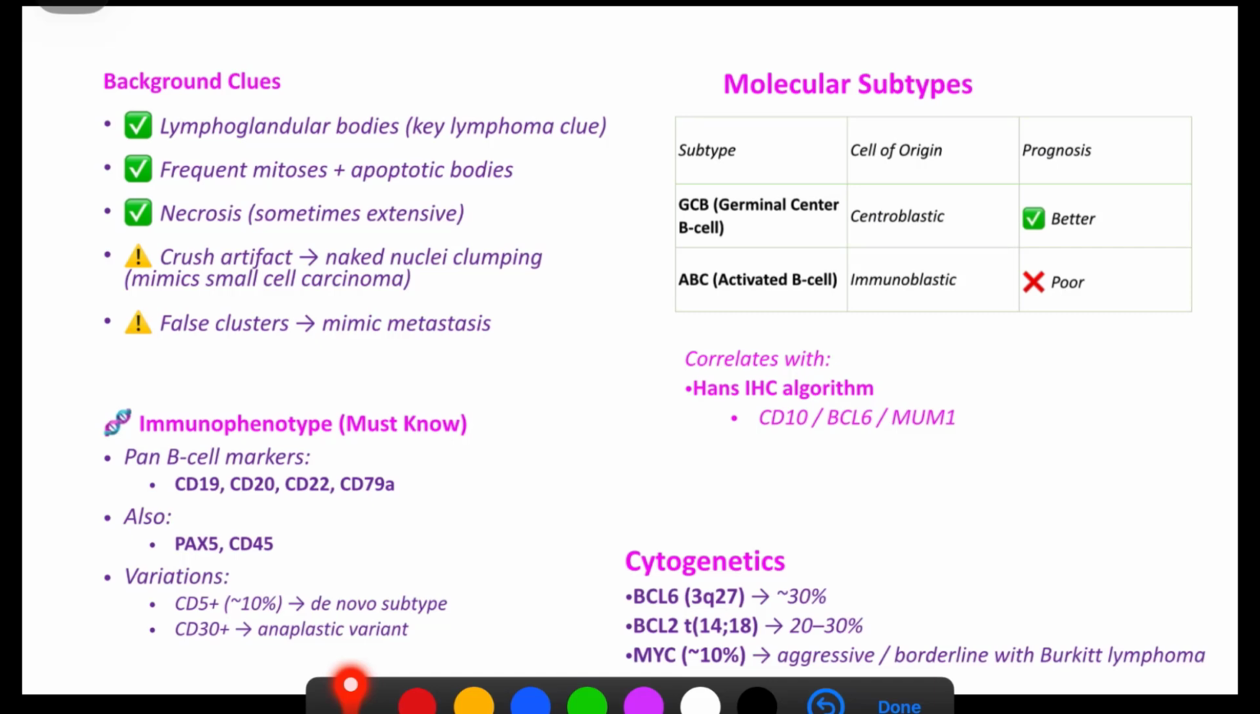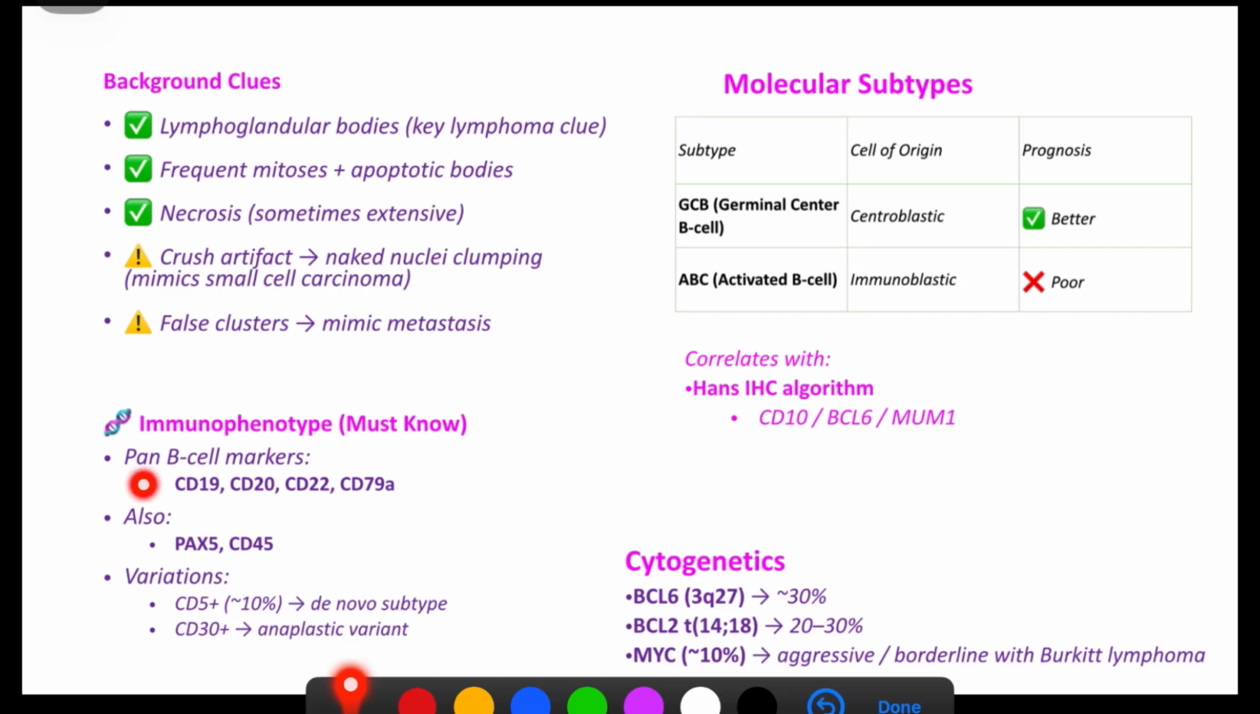Now, in the background, if we see lymphoglandular bodies, which give a clue to lymphoma, frequent mitosis and apoptotic bodies are seen. Sometimes extensive necrosis may be seen, but here, because of crush artifact, there is prominence of naked nuclei with a clumping effect, and it may mimic small cell carcinoma. Sometimes false clusters may give an appearance of a metastatic-like look. So here we must know the immunophenotype before we stamp it as a DLBCL.